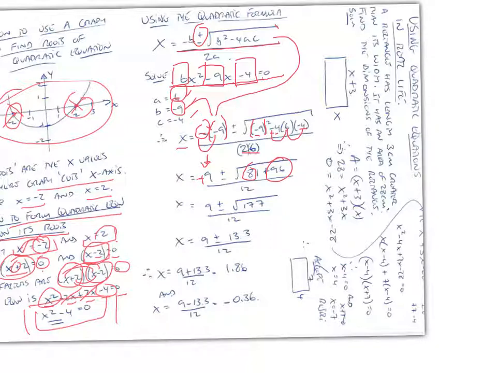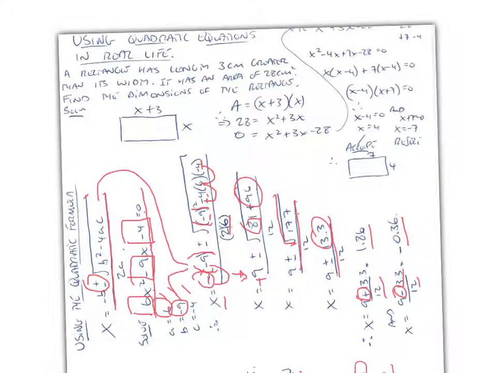So that means x is equal to 9 plus or minus the square root of 81 plus 96, which is 177, all over 12. So x is equal to 9 plus or minus 13.3, all over 12. Now we compare our different ways. We go with our two values: x equals 9 plus this value over 12, which is 1.86, and x equals 9 minus this value over 12, which is minus 0.36.